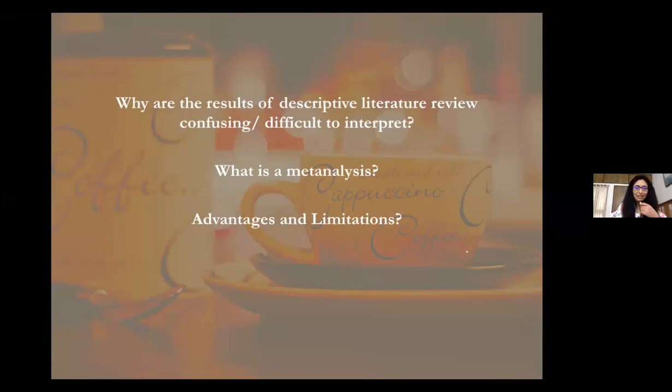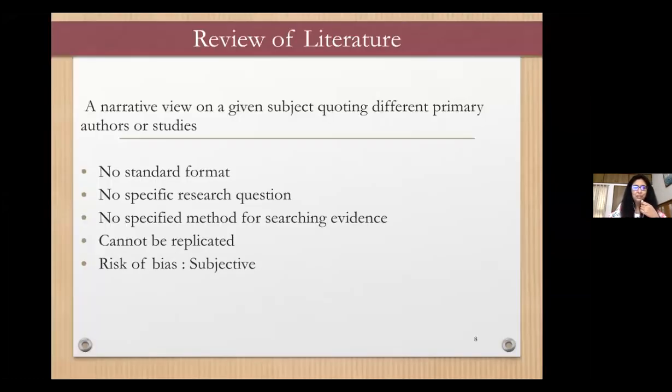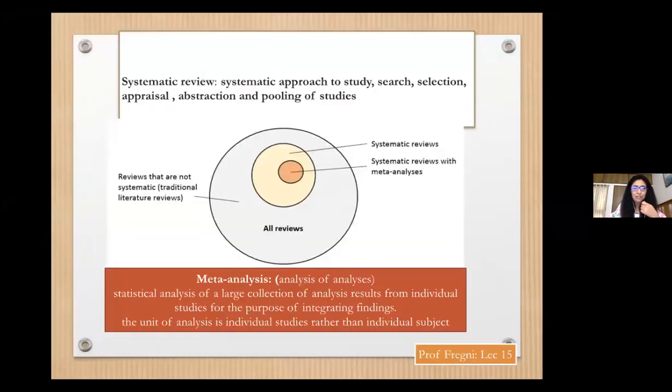Okay, great. That was very well put. Very nice. So, as I said earlier, a review of literature has no standard format, and there's no specific research question, and it cannot be replicated and can have bias. And a meta-analysis, as you said, is an analysis of analysis, where we statistically analyze a large collection of studies from an individual study.